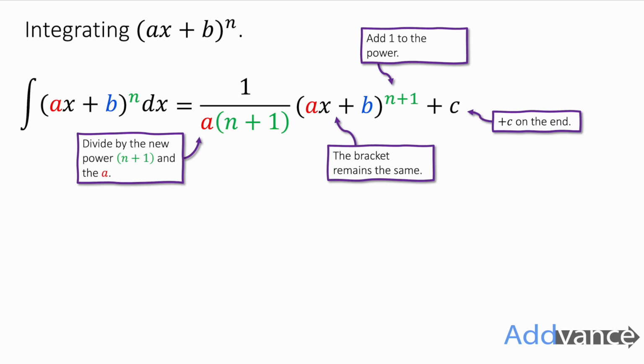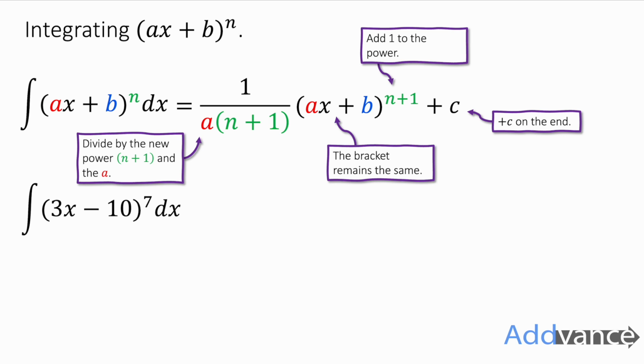Okay, so there are 4 things to remember there. It looks complicated, but if you remember those 4 things, you'll be okay. So you keep the bracket the same, add 1 to the power, divide by the new power and the a, and then plus c on the end. So let's see this in action.